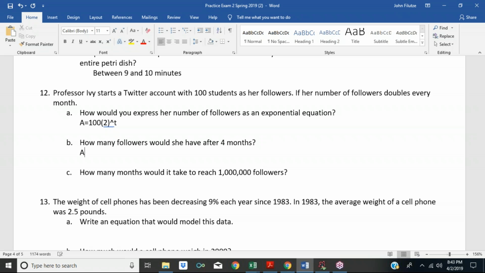And we actually don't even need a calculator for this, because it's going to be 100 times 2 to the 4th power. And 2 to the 4th power means 2 times 2 times 2 times 2. So let's see. That looks like 16, so it's 100 times 16, so 1,600. All right. How many months would it take to reach 1,000,000? So all we're going to do is we're going to change that number until our answer is greater than 1,000,000. And it might be around 13 months probably. So it ends up being between, 13 isn't enough.